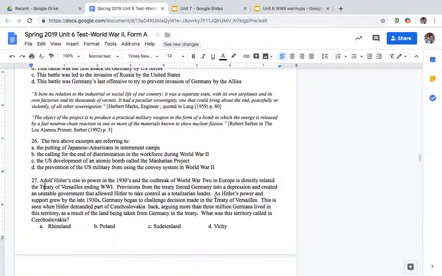This is seen when Hitler demanded part of Czechoslovakia back, arguing that more than 3 million Germans lived in this territory. As a result of the land being taken from Germany in the treaty, what was this territory called in Czechoslovakia? A. The Rhineland. B. Poland. C. The Sudetenland. D. Vichy.